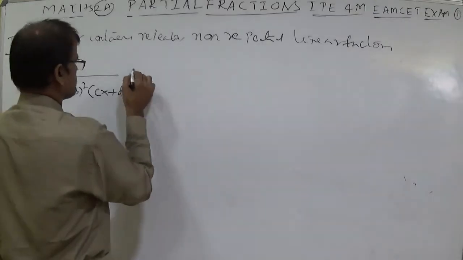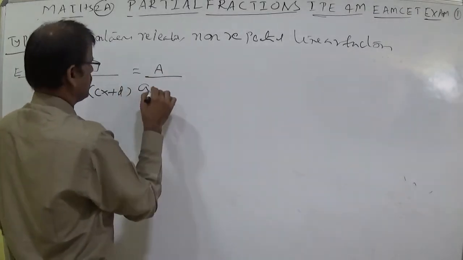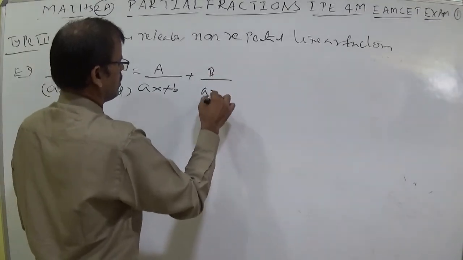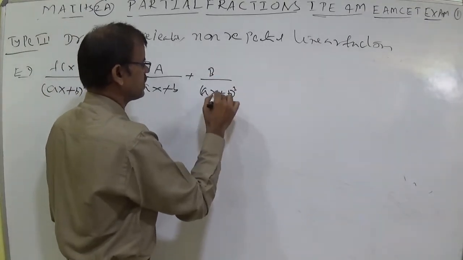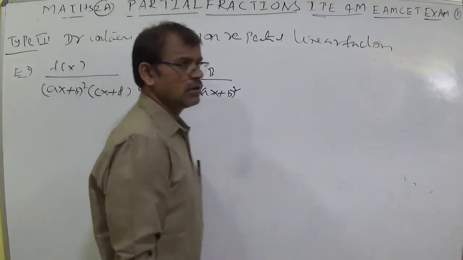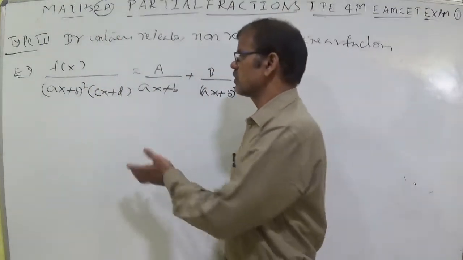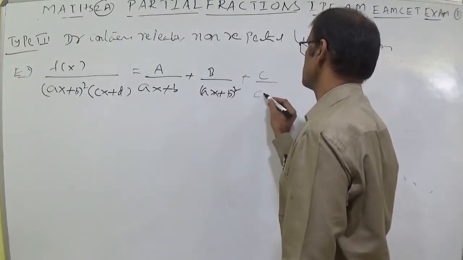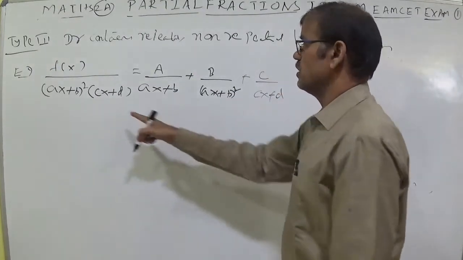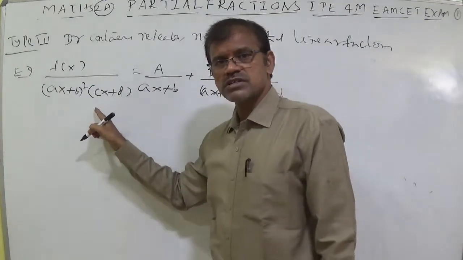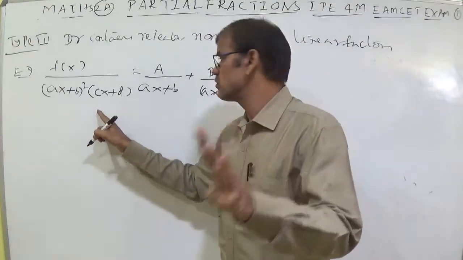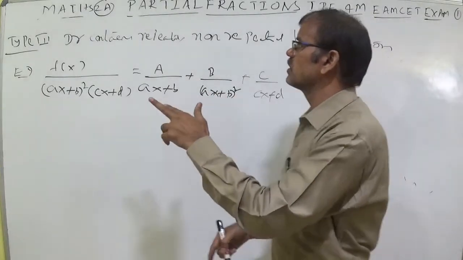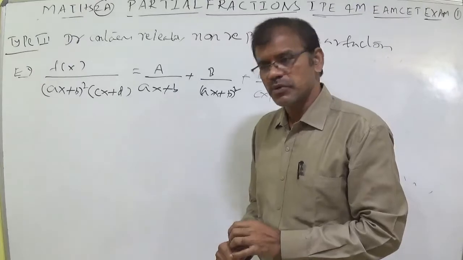How can we get it? A by ax plus b you write, plus B by (ax plus b) whole square. So two methods we should use: for the first one repeated, and for the second one simply non-repeated. Plus C by cx plus d you write. If it is given as ex plus f, as a fourth fraction you can write D by ex plus f, like that. This is common: the denominator contains repeated and non-repeated also.